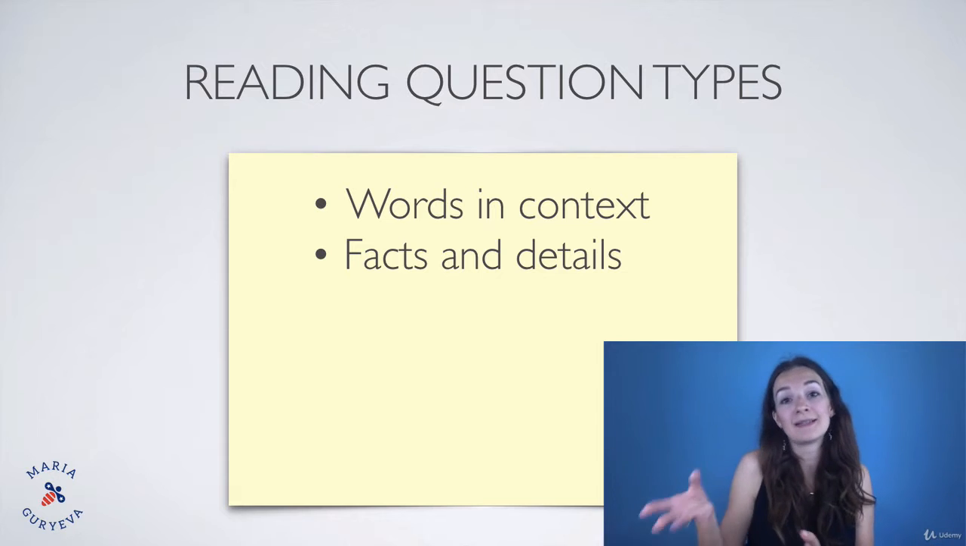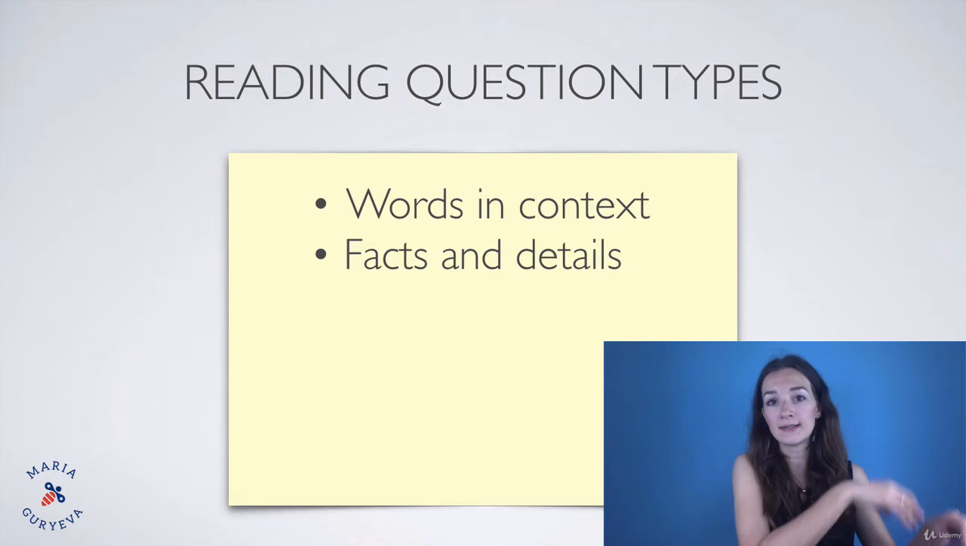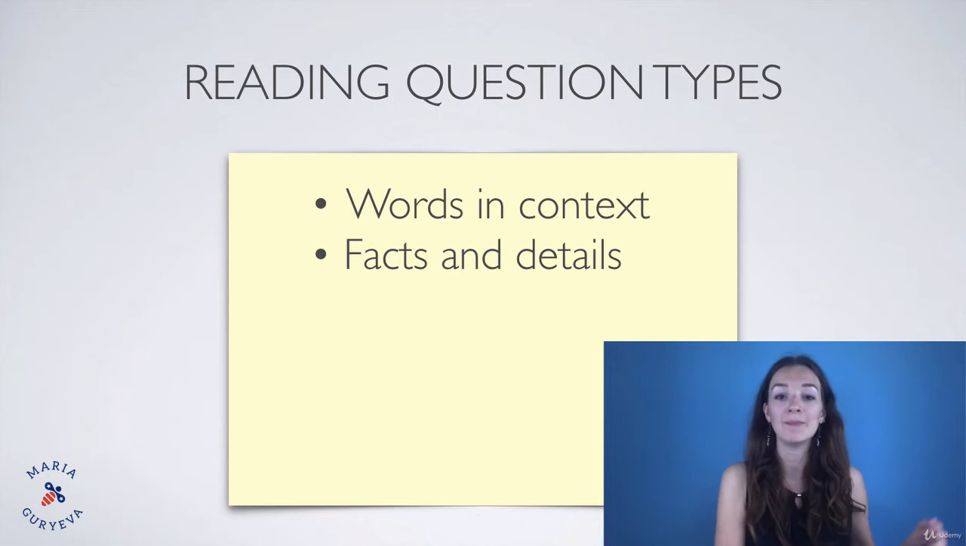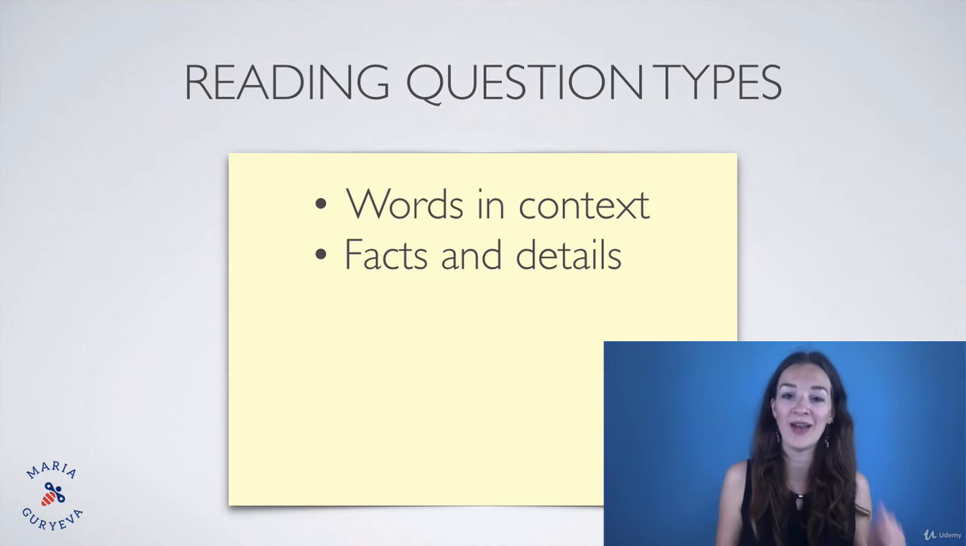So this is the question which asks you something from the text. So what is it that they said there, blah, blah, blah. So you need to just pick the information from the text. All right, facts and details, the second question type.